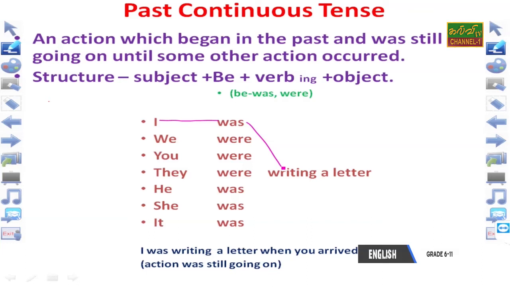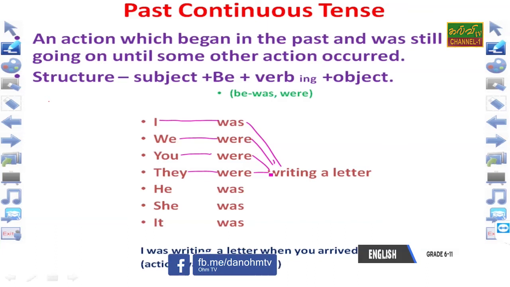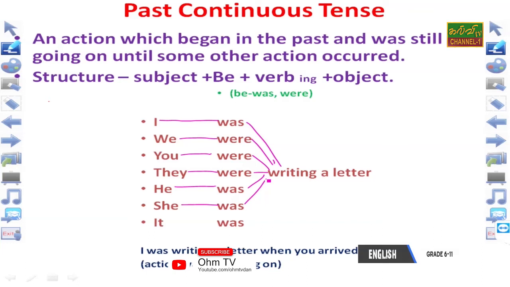We were writing a letter. நாங்கள் ஒரு கடிதம் எழுதிக் கொண்டிருந்தோம். You were writing a letter. நீங்கள் ஒரு கடிதம் எழுதிக் கொண்டிருந்தீர்கள். They were writing a letter. அவர்கள் ஒரு கடிதம் எழுதிக் கொண்டிருந்தார்கள். He was writing a letter. அவன் ஒரு கடிதம் எழுதிக் கொண்டிருந்தான். She was writing a letter. அவள் ஒரு கடிதம் எழுதிக் கொண்டிருந்தாள். It was writing a letter.